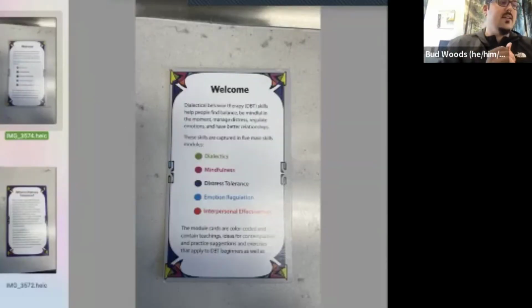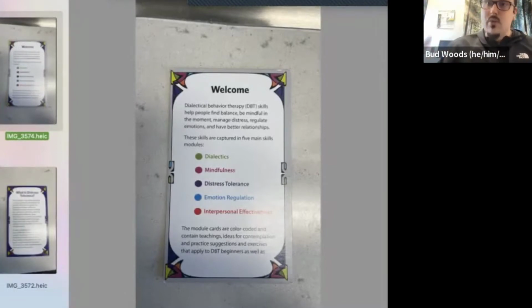Now, to give a brief orientation to DBT, similar to the CBT deck, the DBT deck is broken into different types of cards. The main skills are down here below: dialectics, mindfulness, distress tolerance, emotional regulation, and interpersonal effectiveness. So for today's brief exercise, I wanted to go into distress tolerance, which is our purple cards.